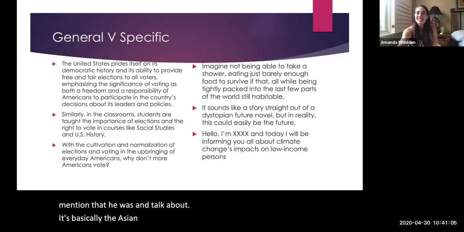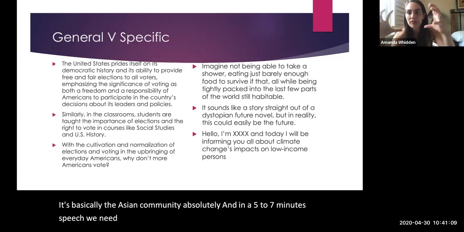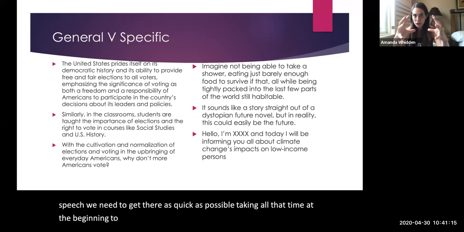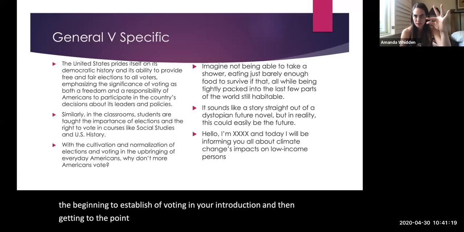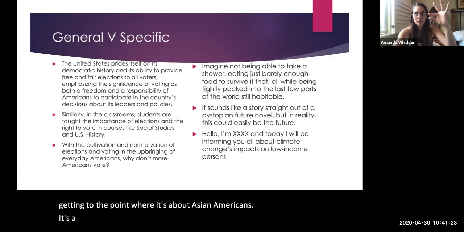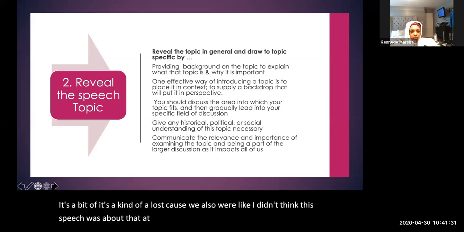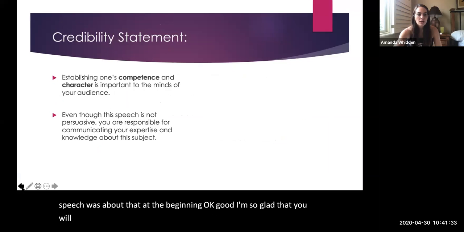Absolutely. And in a 5 to 7 minute speech, we need to get there as quickly as possible. Taking all that time at the beginning to establish voting in your introduction and then getting to the point where it's about Asian Americans, it's kind of a lost cause. We also think, oh, I didn't think this speech was about that at the beginning. Yeah. Okay, good. I'm so glad that y'all see those.